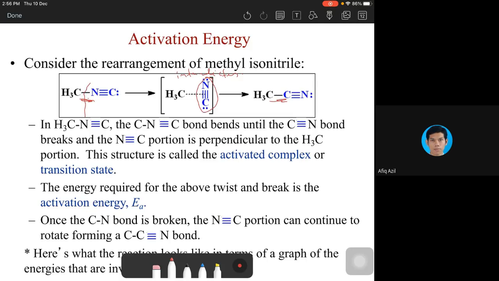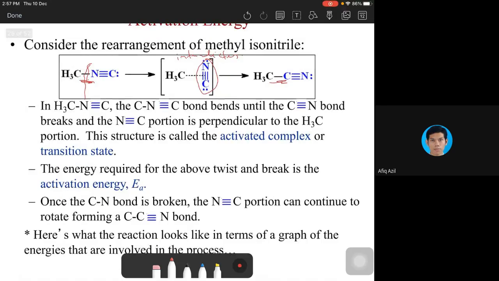So first this will break, and then it will become perpendicular, which is 90 degrees. This structure is called the activated complex, also known as the transition state. The energy required for the above twist and break, so you need to break and then you need to twist, is the activation energy. Once the CN bond is broken, the NC portion can continue to rotate, forming the C-C bond, which is the final product.